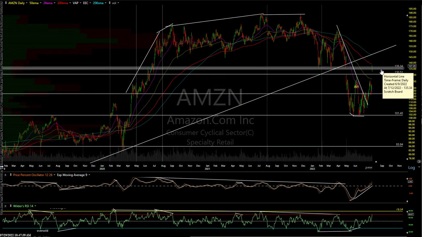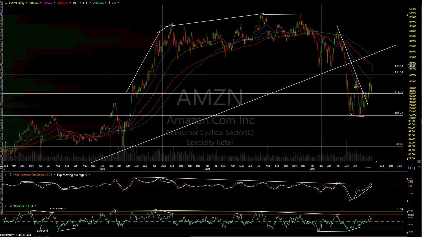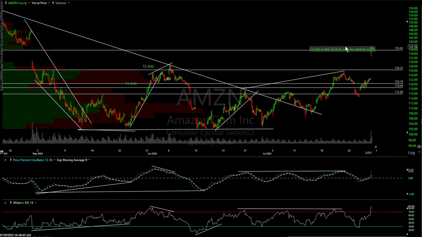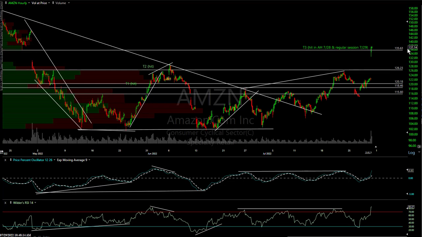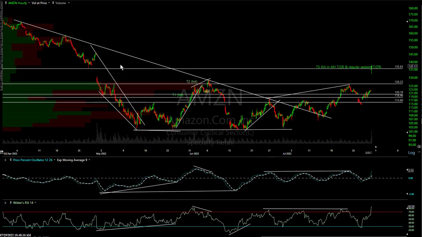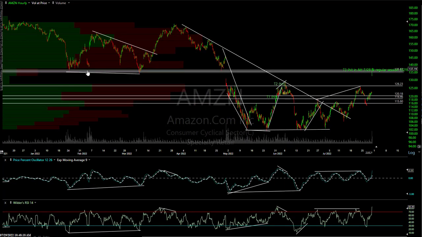And so that was my third and final target right here, 60-minute chart. So we hit it last night in the after-hour session. We're effectively on it again. 135.63 is where I had it on the 60-minute chart. So we're within a percent or so there right now. That's this level right here. So you have pretty significant resistance. The stock's overbought near term. Again, could it carry higher?